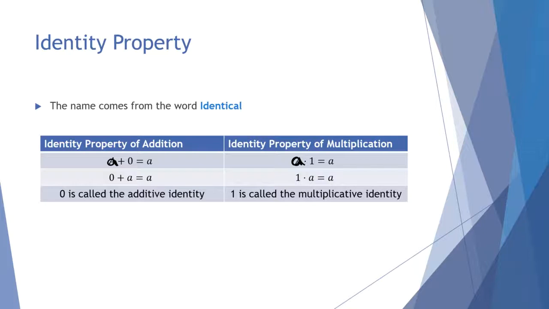This might make more sense with numbers. So if I had like 2 plus 0, if I add 0 to 2, I'm still left with 2. My answer is identical to what I started with. If I multiply 2 by 1, 2 times 1 is still 2. It's still identical. Like 2 is 2. It doesn't change. So that's why those are identity properties.